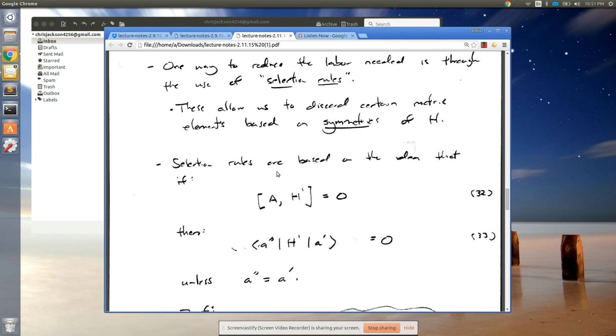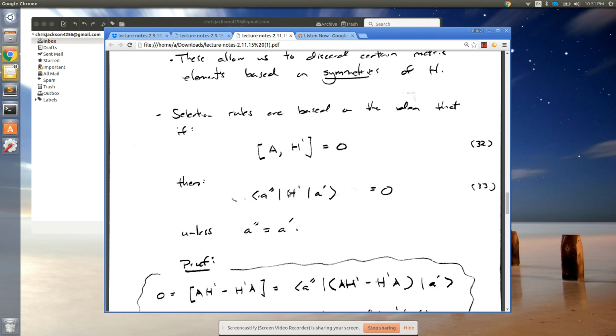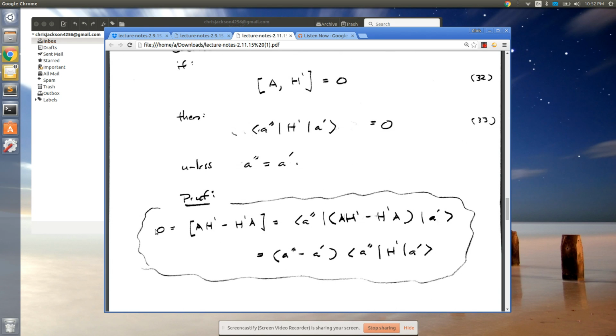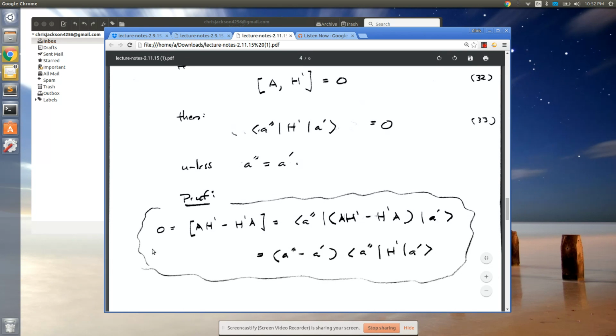So these selection rules are based on the idea that if you have some operator, some observable A, that commutes with the perturbation Hamiltonian, then you know that the matrix element of H1 in this basis is going to be 0, unless you're talking about strictly an expectation value, right? Where A double prime would be A prime, right? And to see that, you can take this expression directly, right?